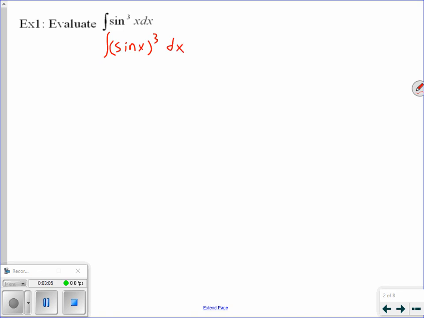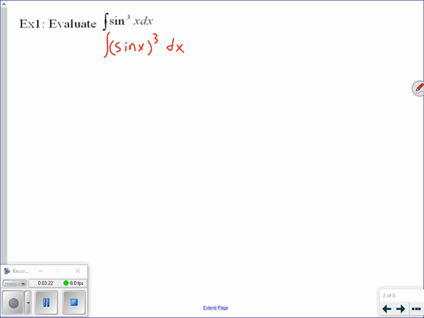And there's no u sub we could do. We could do the whole list if you want to. There's no u sub. I mean, you can't. If you let u be sine, du's cosine, that doesn't help. We can't do integration by parts. There's really nothing much we can do there.